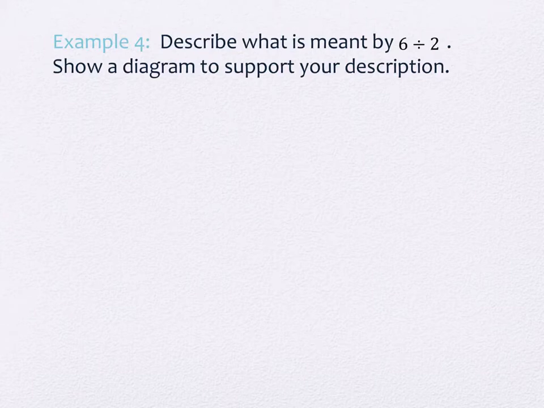I have 6 objects and I divide them into 2 separate groups. The other way that you can describe it is where you have 6 objects and you make groups that have size 2. So I put 2 in every group, and the answer is the number of groups I'm done with. Okay, does that make sense to everybody?